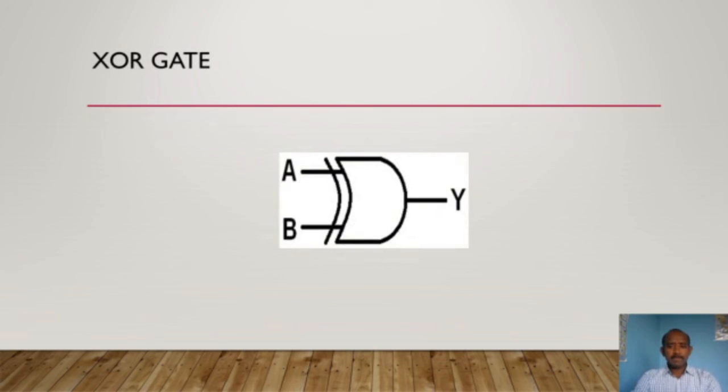Among these, the NAND gate and the NOR gate are called the universal gates. Because by using the NAND gate and the NOR gate, we can construct the AND gate, OR gate, XOR gate or NOT gate, any one of these basic gates. That is why NAND and NOR gates are called the universal gates.